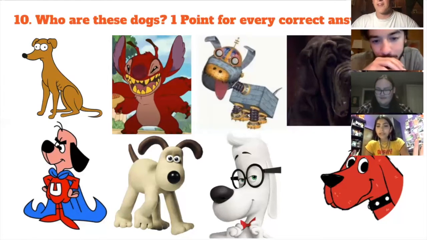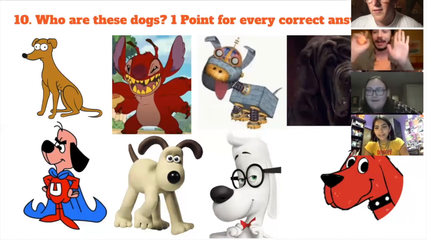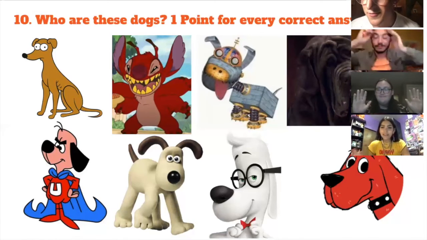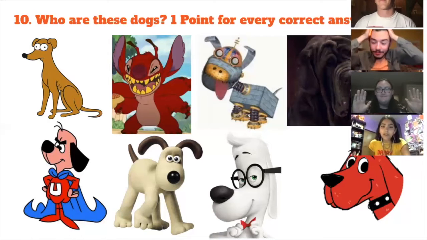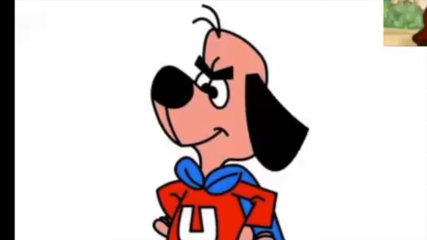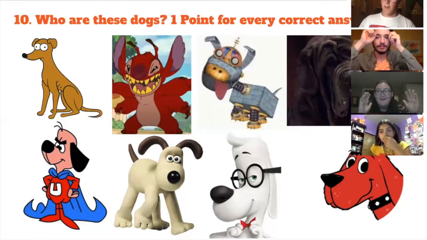I didn't do all of them. You didn't do all of them? No. Okay, let's see what Sasha has. Trey and Marshall have to keep their hands up. What if they have telekinesis? Okay. I didn't do the first one. I didn't do the second one. I didn't do the third one. But the top right is Fang from Harry Potter. Bottom left is Underdog, and then Gromit from Wallace and Gromit, and then Clifford. That's all. All right, very good.